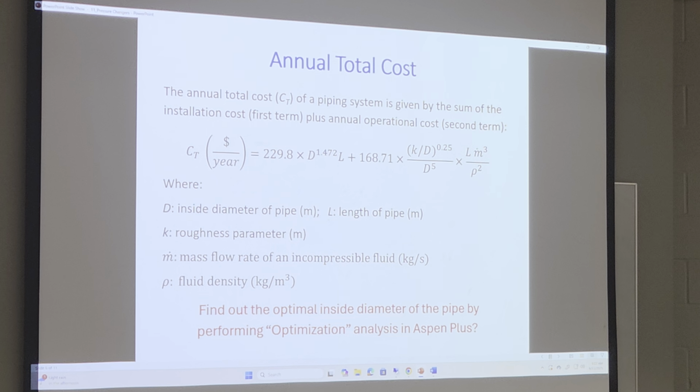Why? The equation is estimating annual total cost. We are looking for the optimal inside diameter of the pipe. We find this D at minimum annual total cost. Make sense? Let's try to solve this question in Aspen.